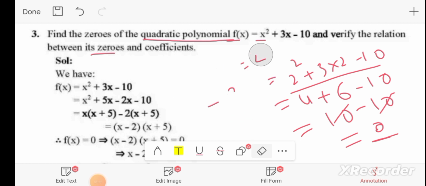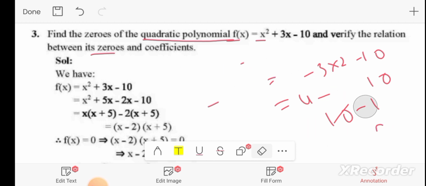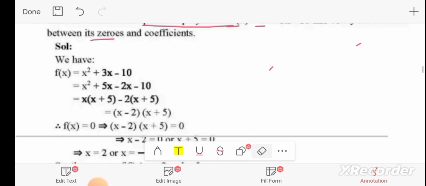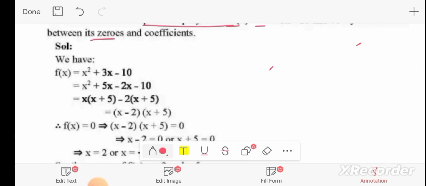Now this will take a lot of time to find out, correct? We keep putting values in place of x, 1, 2, 3, and we are not sure when this equation will be satisfied. For that reason we will use another method to find the zeros of this polynomial.